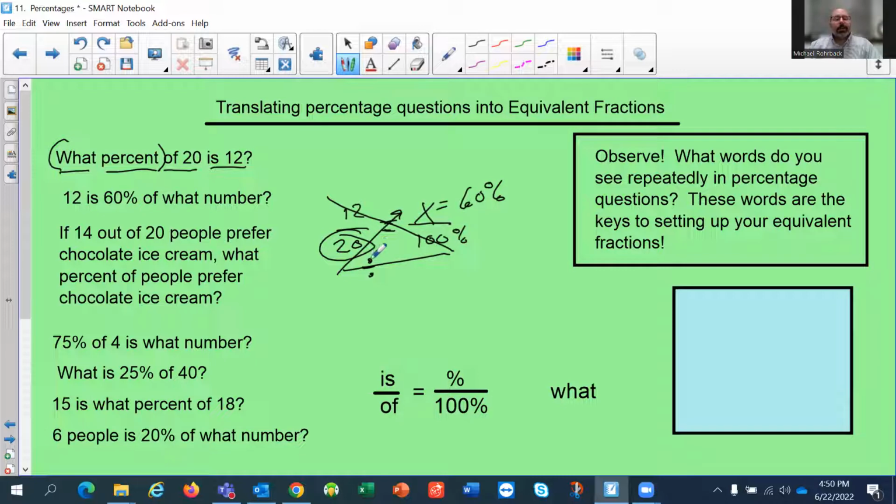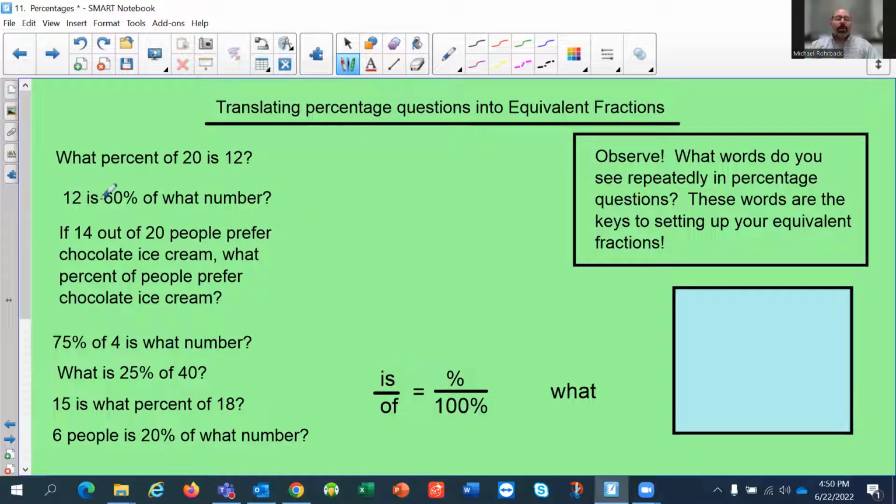That makes sense, right? Because 50% would be half of 20. That would be 10. 12 is a little bit more than half. 60 is a little bit more than half of 100%. So it's really just a matter of seeing the keywords. So let's jump down here to the ice cream question.